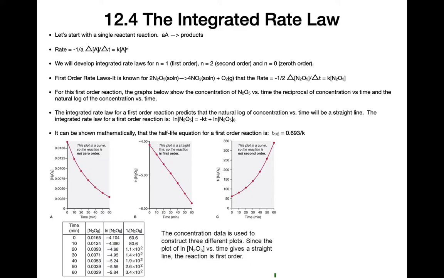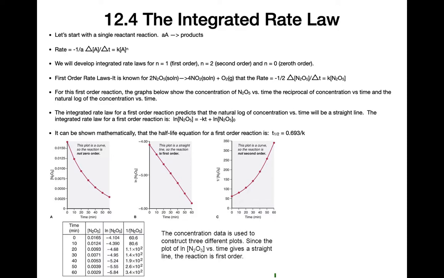However, if you instead plot the natural log of concentration of N2O5 versus time, you actually get a straight line. And when the natural log of the concentration of the reactant versus time is a straight line, it actually proves that it is a first order reaction. So identifying the straight line: when the natural log of N2O5 versus time is your straight line, that means when you graph it by the graphical approach, you've identified that it's first order.